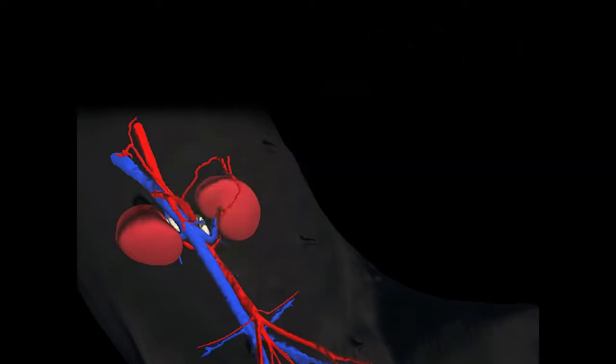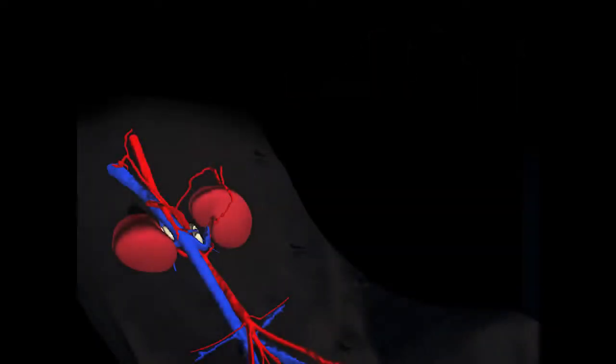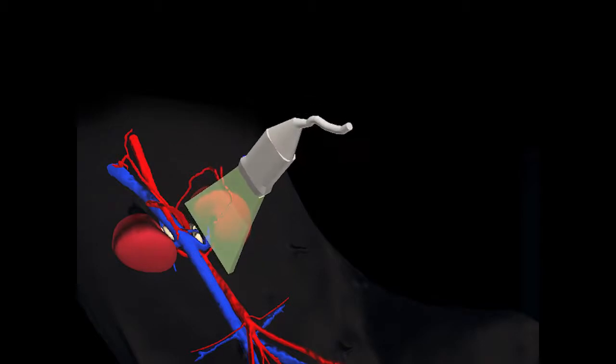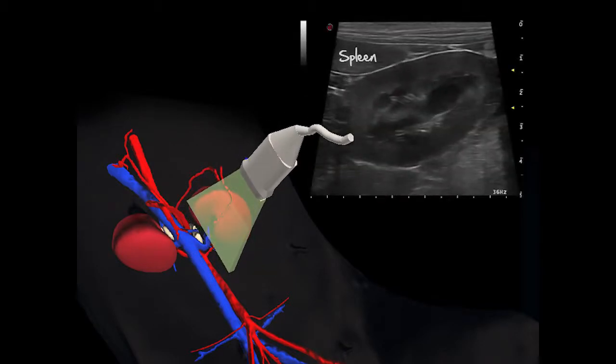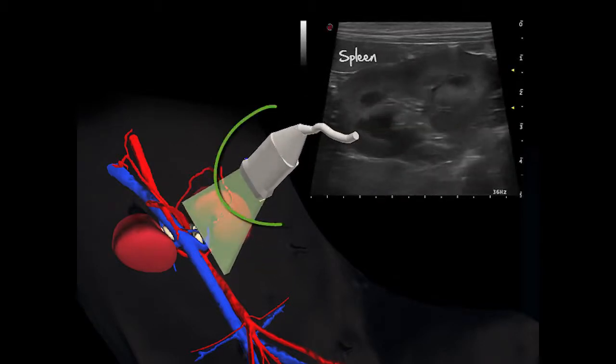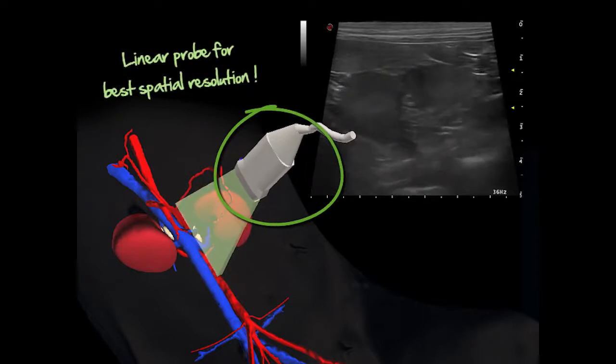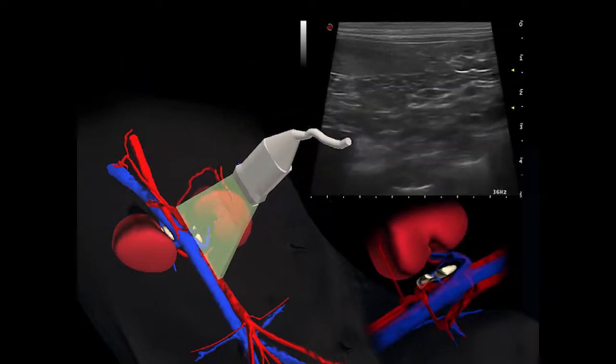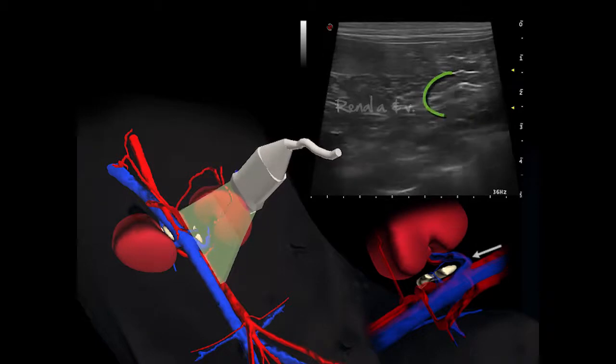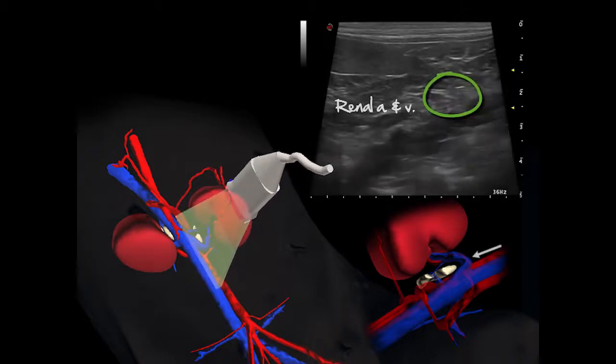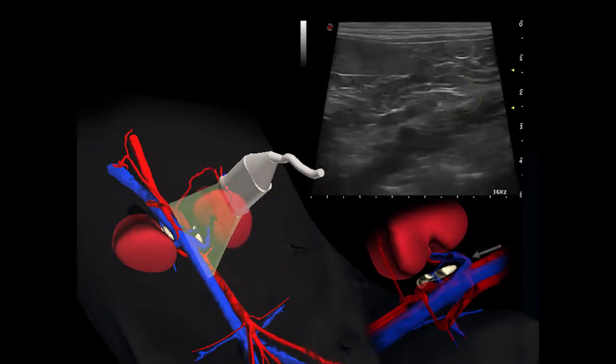When the surface of the abdomen is flat enough and the patient tolerates a gentle pressure of the probe so that the adrenal becomes only a few centimeters deep, a linear probe is the best choice to obtain images with the best spatial resolution. From a longitudinal plane of the kidney, the renal artery and vein are scanned as you move medially toward the aorta.